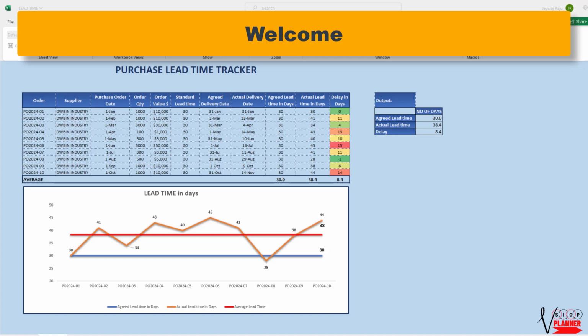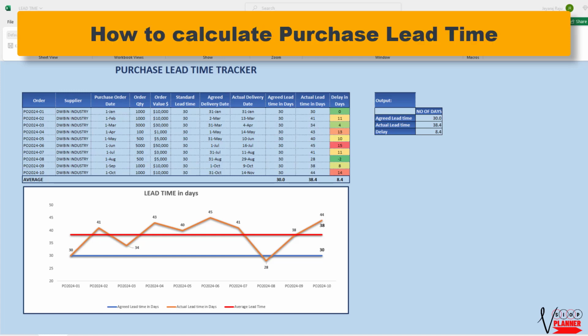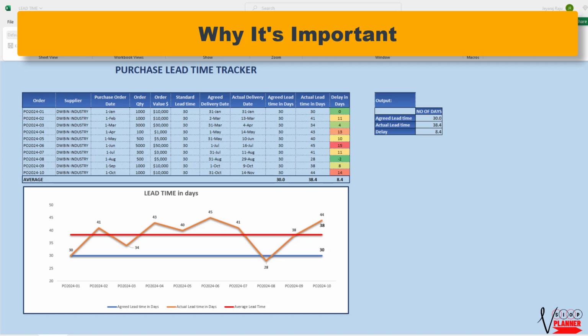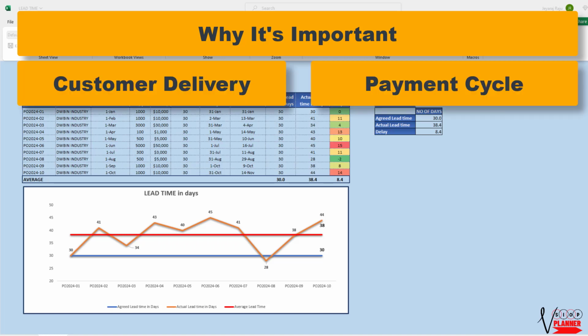Welcome to our tutorial on how to calculate purchase lead time. Understanding supplier lead time is crucial because it directly influences customer delivery schedules and payment cycles, which are key components in efficient supply chain management.